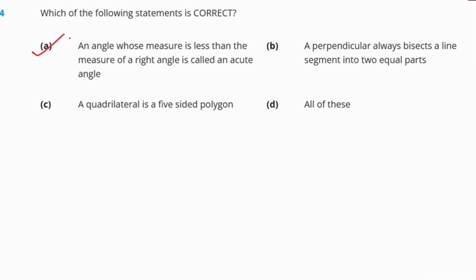Next, a perpendicular always bisects a line segment into two equal parts. That is a wrong statement. And the third one, a quadrilateral is a five-sided polygon. Quadrilateral is not a five-sided polygon, it is four-sided. So that is also false. So the correct option is only option A.